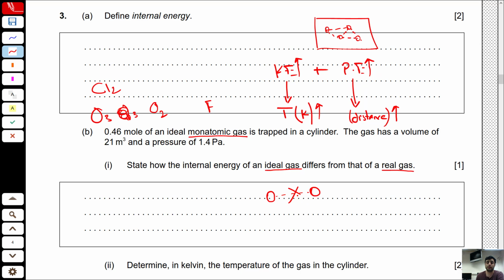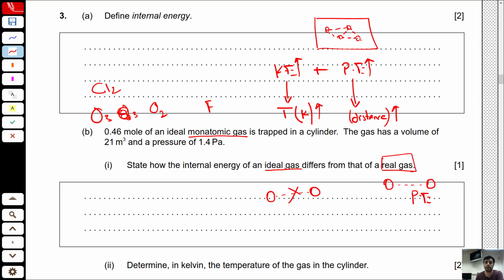But this is not true, it's impossible. There is always some form of intermolecular interaction between the particles. So the particles, either in gas, liquid, or solid state, always try to attract each other. That is what happens in a real gas. In a real gas, the particles always have some interactive forces between them, because of which potential energy exists.